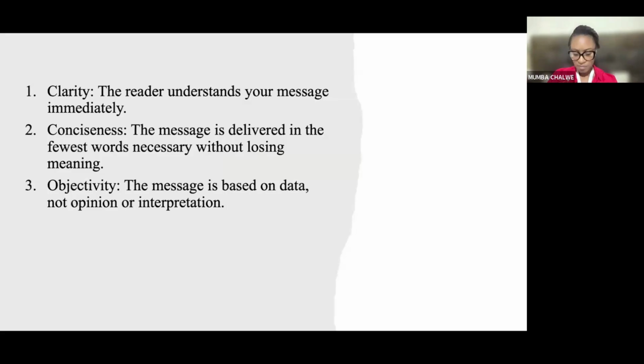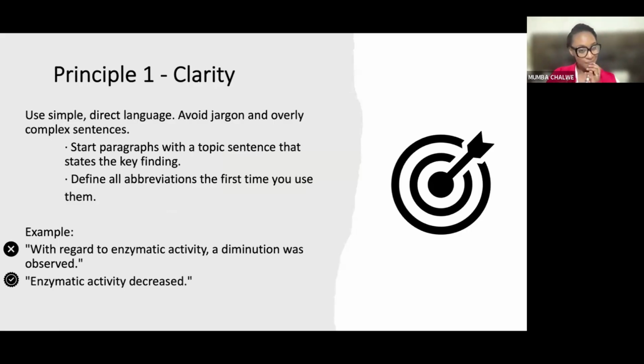Then objectivity: maintain your objectivity and your integrity as an author and as a researcher, and make sure that your message is based on the data, not your opinion or your biases, or interpreting the data to suit yourself.